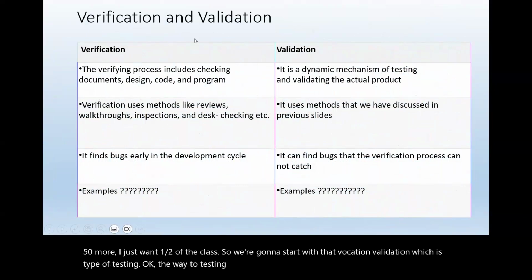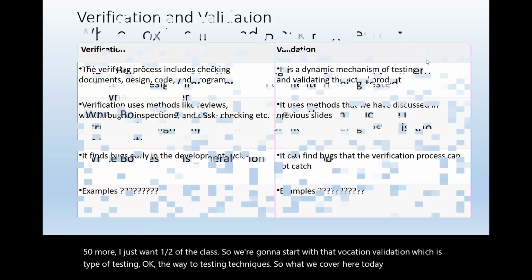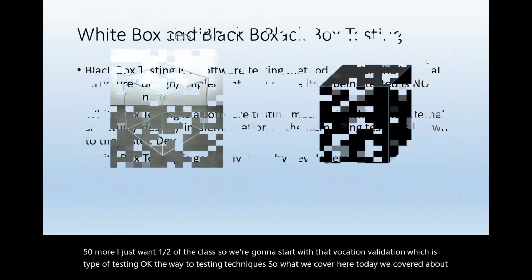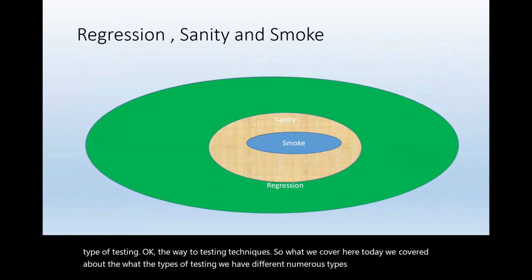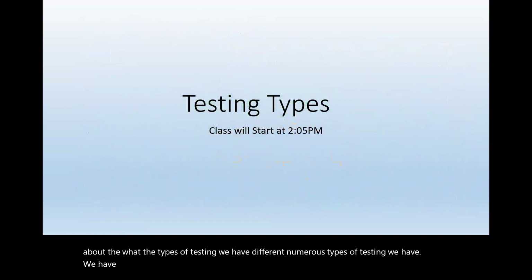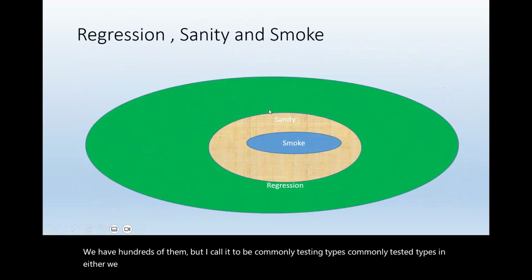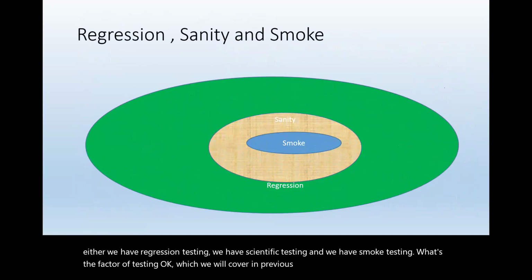So what do we cover here today? We covered what types of testing are. We have numerous types of testing, hundreds of them, but I call them the common testing types: regression testing, sanity testing, and smoke testing. We also have different types of testing, which we're going to cover in the coming class, before we go to testing techniques.